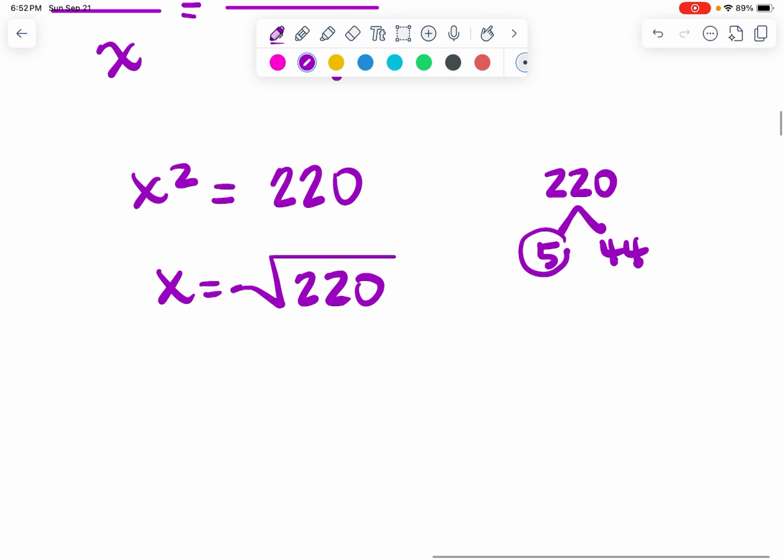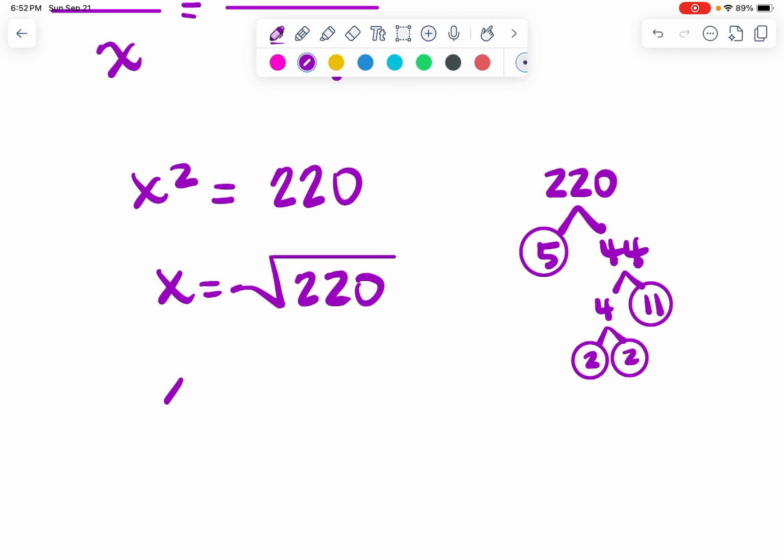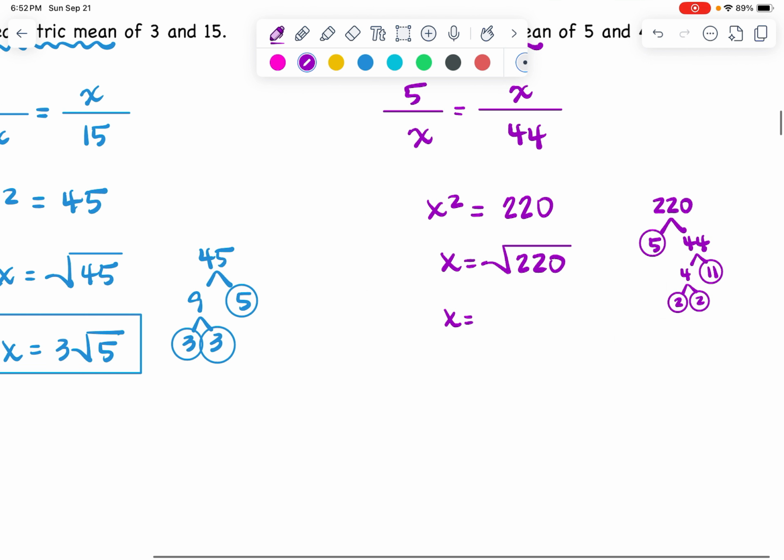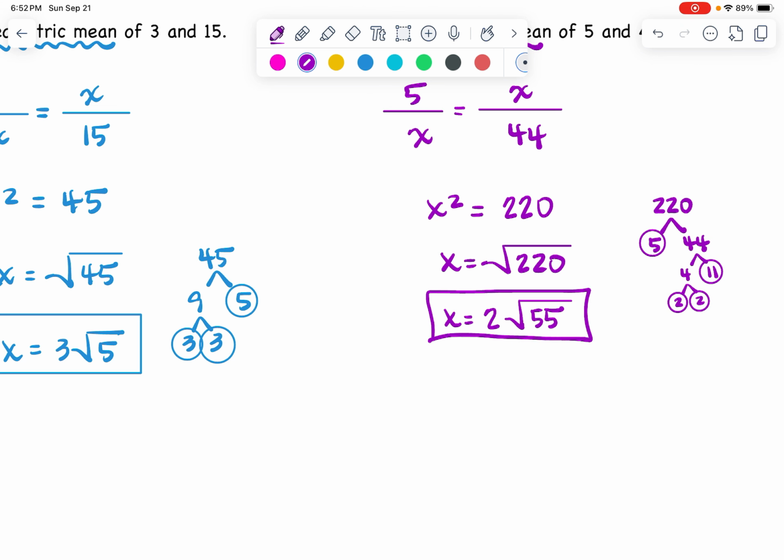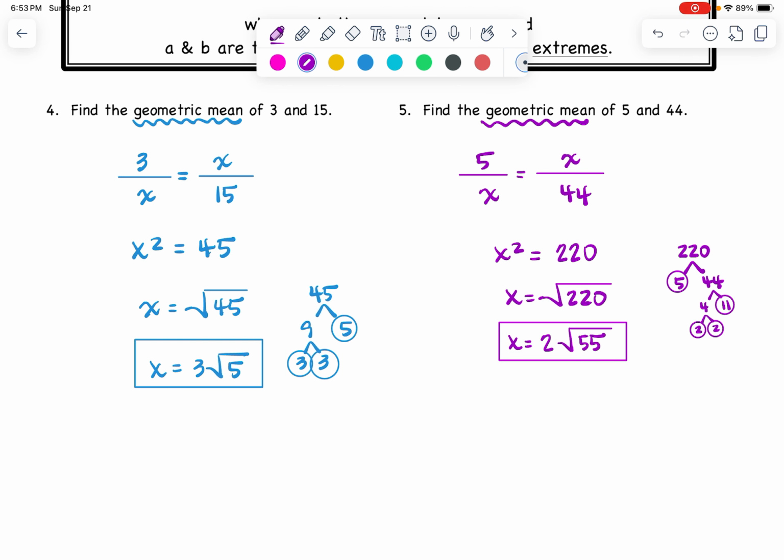Because 5 is prime and 44 just breaks down into 4 times 11. 11 is also prime. So the only number I'm getting any pairs out of is that 4. So I have a pair of 2s that I can take out. So my final answer, right, is going to be 2 root, and then the 5 and 11 have to stay inside. They get multiplied back together, and voila, the geometric mean of 5 and 44.